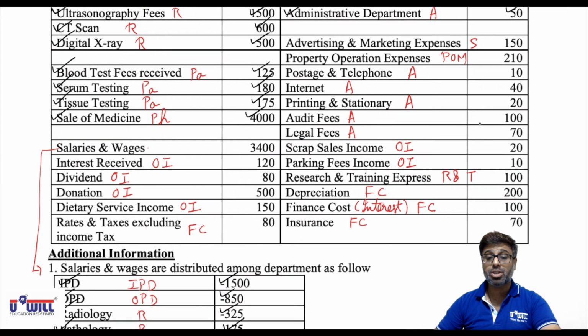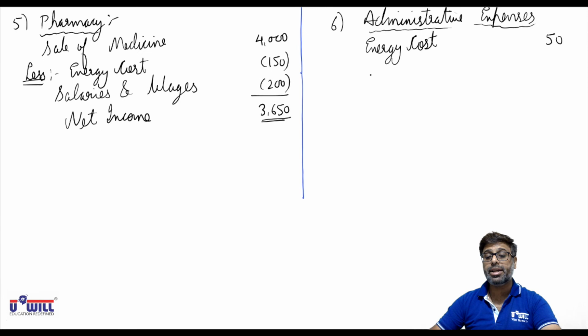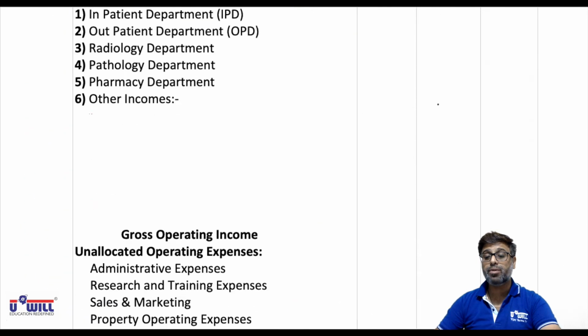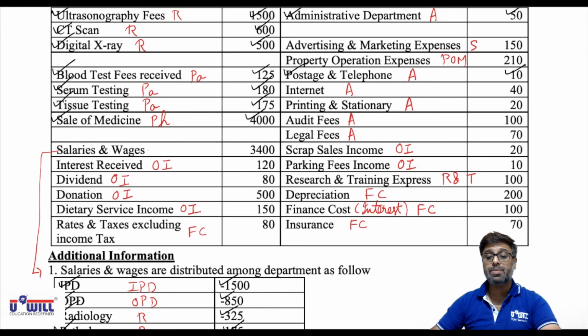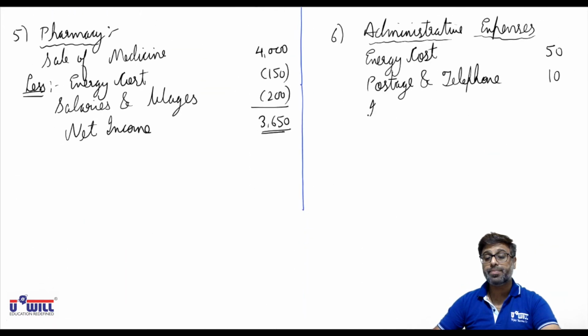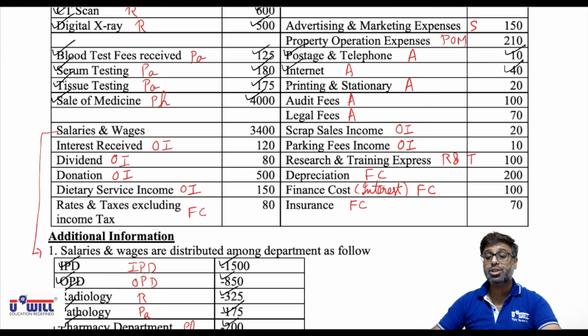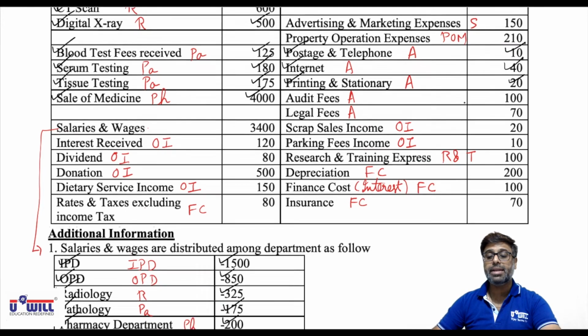Then after energy cost we have postage and telephone 10. Then after postage and telephone we have internet expenses of 40. Then after internet expenses we have printing and stationery of 20.